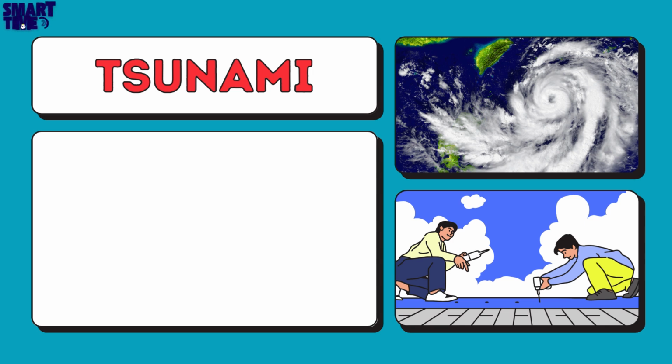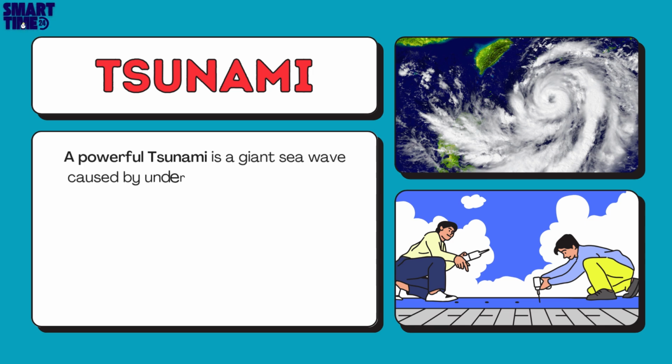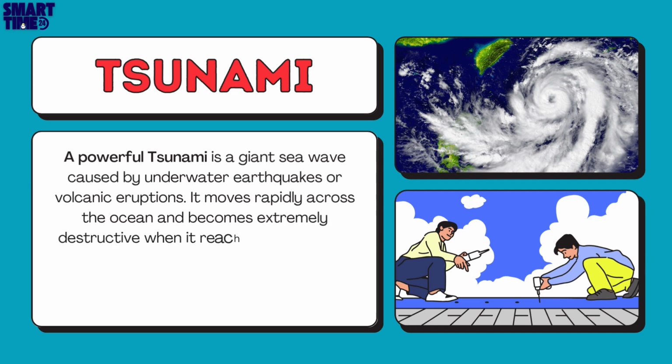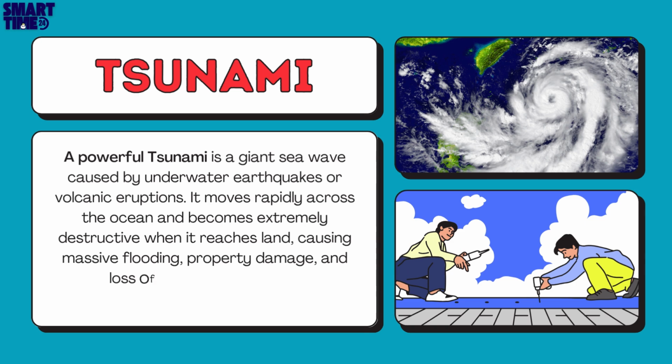Tsunami. A tsunami is a giant sea wave caused by underwater earthquakes or volcanic eruptions. It moves rapidly across the ocean and becomes extremely destructive when it reaches land, causing massive flooding, property damage, and loss of life in coastal areas.